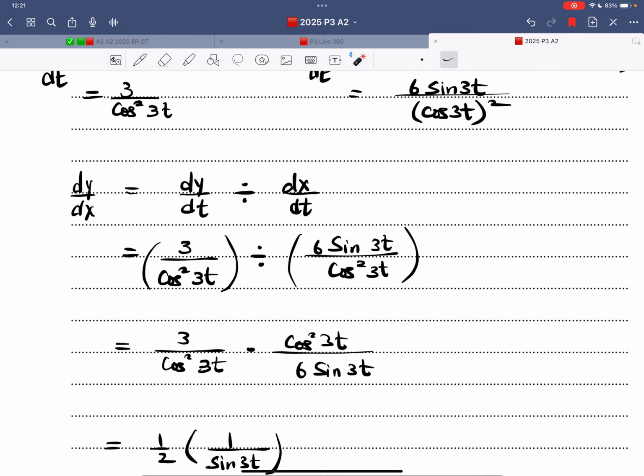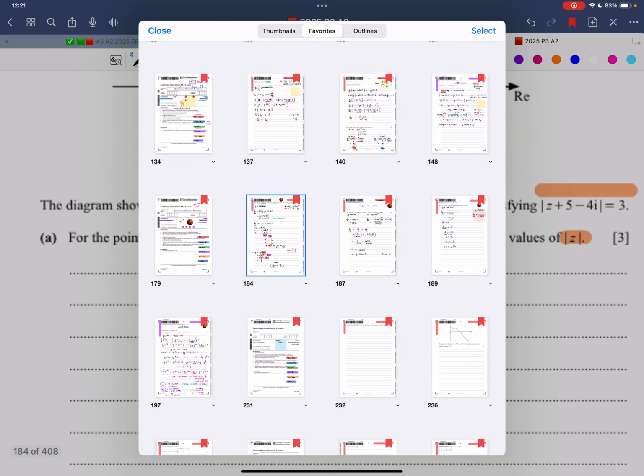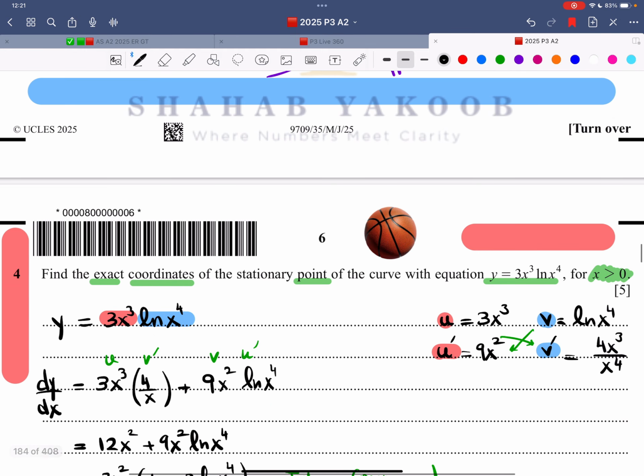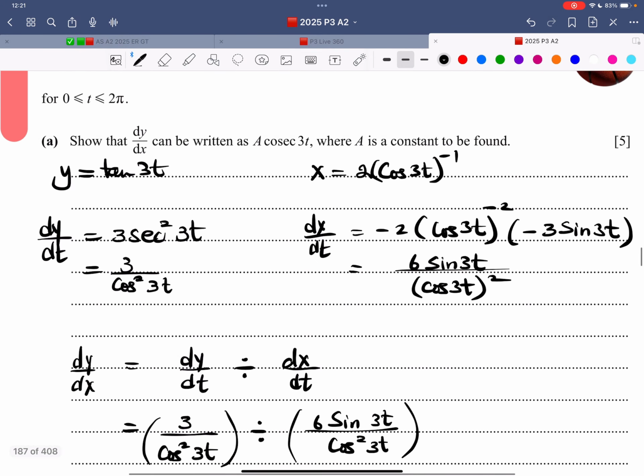The next question is parametric. That one was the exact form. This one is parametric, and yes, it's differentiation. Which one was the previous one? The previous one was stationary points, which was also differentiation related with the product rule.